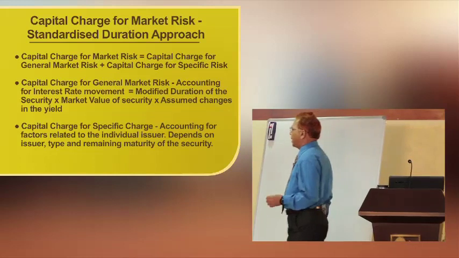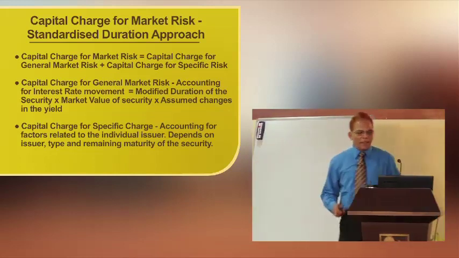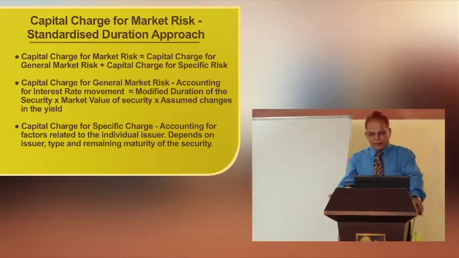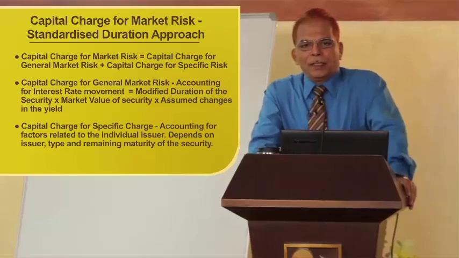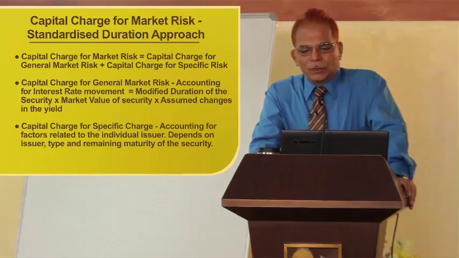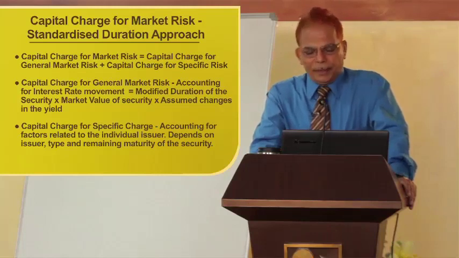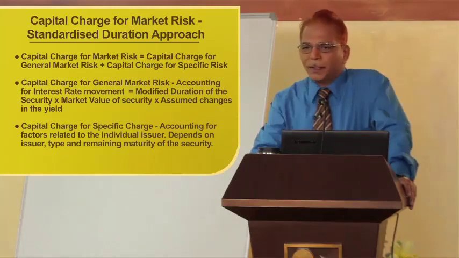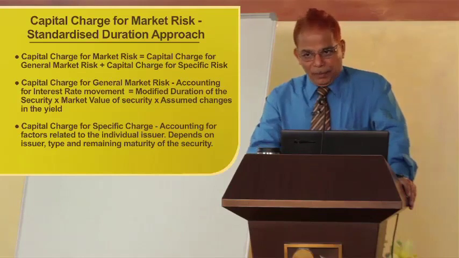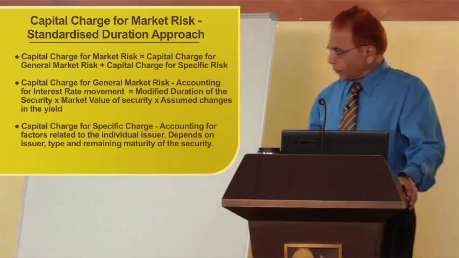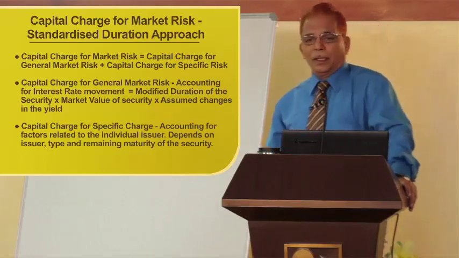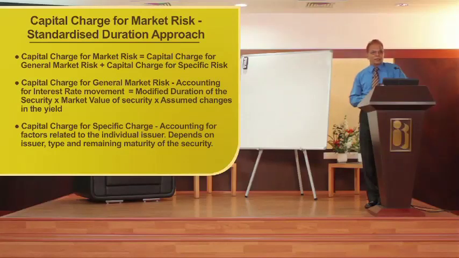Basically, the capital charge for market risk comprises two elements. This is one addition, because we have seen the trading book earlier was thought to be exposed only to market risk. But banks started investing in a lot of private sector investments. They are additionally exposed to what is known as credit risk, or in this case specific risk. Specific risk is the risk specific to a particular issuer.